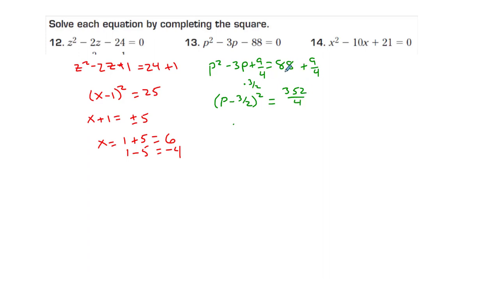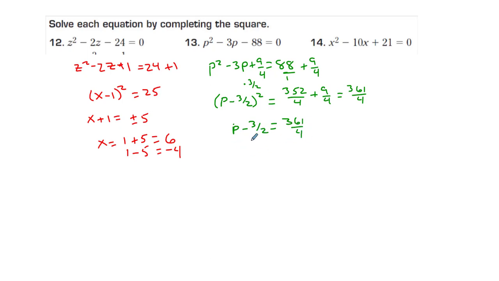So what I did here was 352 over 4 plus 9 over 4 gives us 361 over 4. I had to have common denominators. Start out over 1, I had to make it over 4, so I did times 4 and combined them together. Take the square root of both sides. P minus 3 halves equals the square root of 361 over 4.